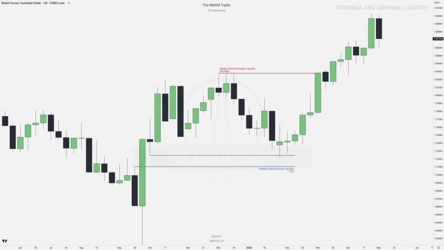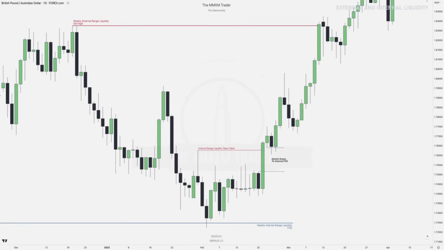So that weekly external range liquidity, that old high, has been liquidated after going into internal. And looking at the daily chart, now we can see how we can frame our bias on the daily, right? So this was the draw on liquidity. We're drawing lower, lower, lower, right? And then hitting that weekly internal range liquidity. So we went from external, remember, back to internal.